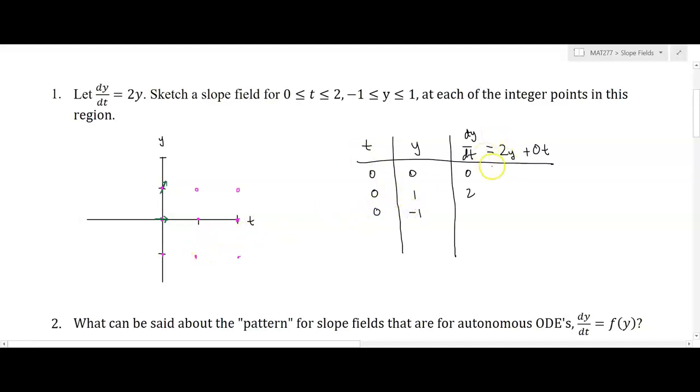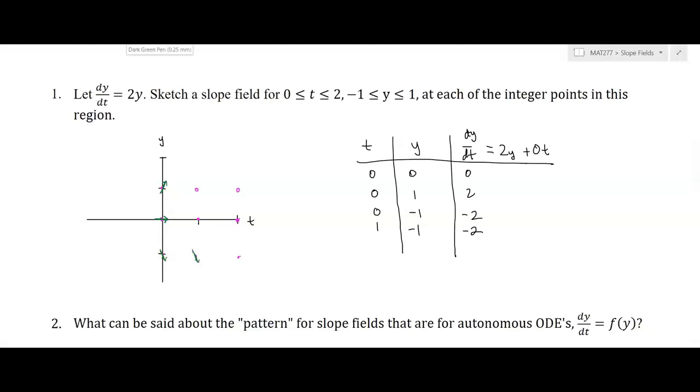And for 0, -1, if y is -1, then dy/dt is going to be -2. So that's going to be similar to this slope vector except pointing downwards. And I'm going to continue this way. So we'll start off with 1, -1, and in that case dy/dt will still be -2, which at this point here will have exactly the identical slope vector as we had just to the left of it.